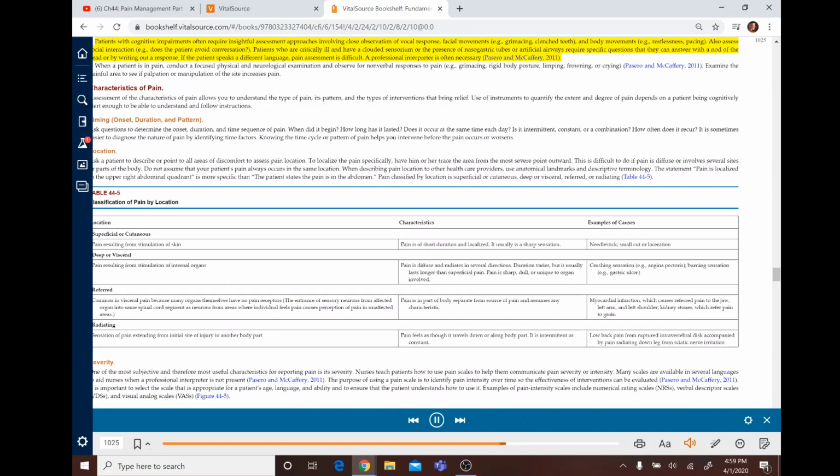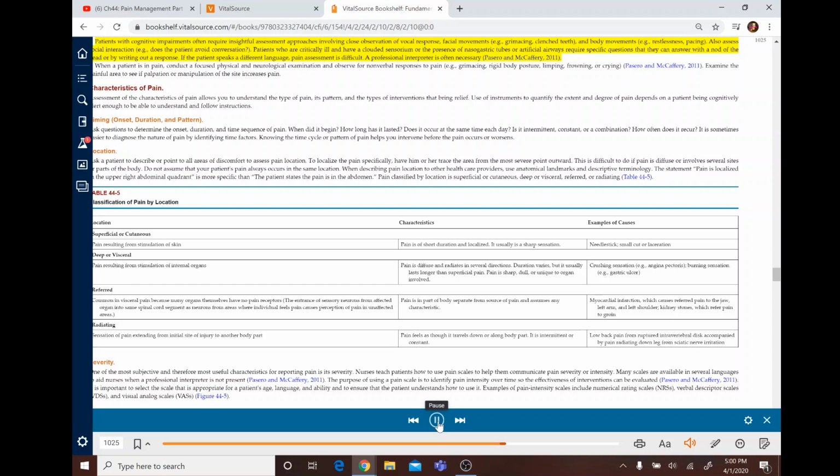Patients with cognitive impairments often require insightful assessment approaches involving close observation of vocal response, facial movements, for example grimacing, clenched teeth, and body movements, for example restlessness, pacing. Also assess social interaction, for example does the patient avoid conversation. Patients who are critically ill and have a clouded sensorium or the presence of nasogastric tubes or artificial airways require specific questions that they can answer with a nod of the head or by writing out a response.